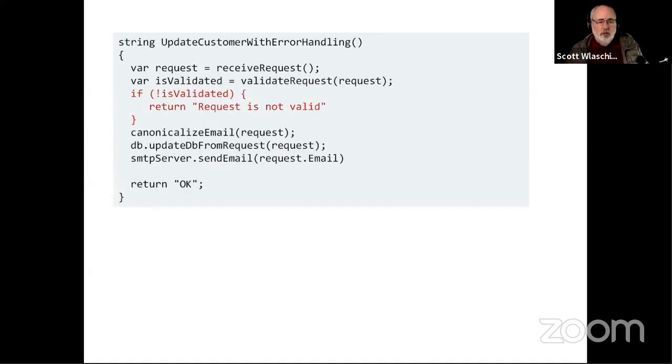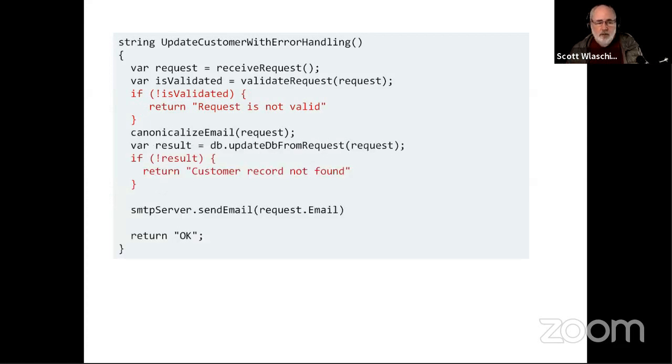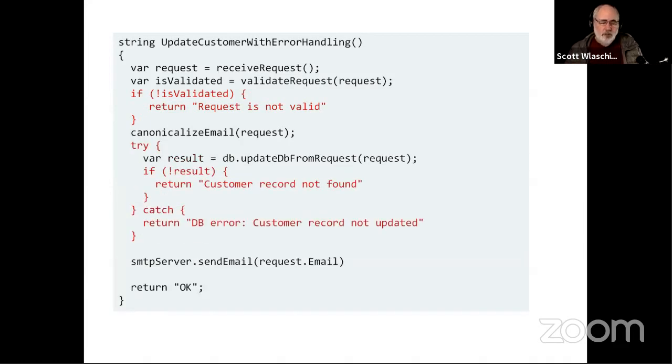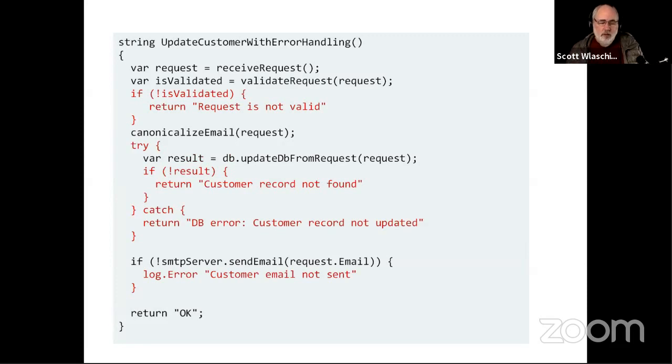But as soon as I start adding error handling, like what happens if it's not valid? What happens if I can't find the customer record? What happens if the database throws an error? What happens if I can't send the email? All this stuff gets more and more complicated. So error handling tends to make your code look really ugly and really messy. But it's really important to have error handling, but it also makes your code look ugly. So how can we fix it? You know, this is like 200% extra code, and this is very typical for any kind of code which does error handling.